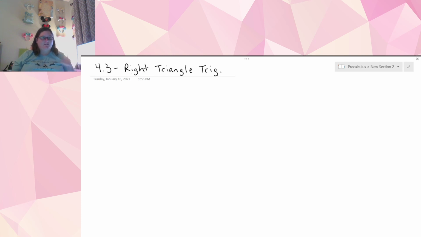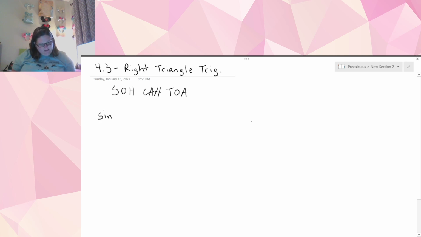The whole foundation of this you should already know from geometry. So we're going to be talking about SOHCAHTOA. You should have learned this in geometry. SOHCAHTOA helps you with what you need to do with a right triangle when you are given the different trig functions.